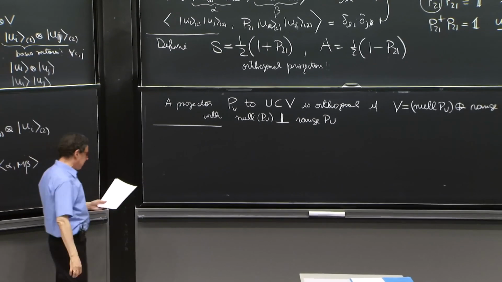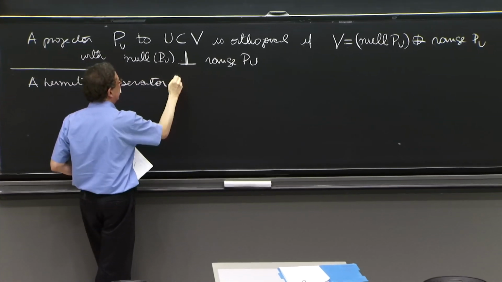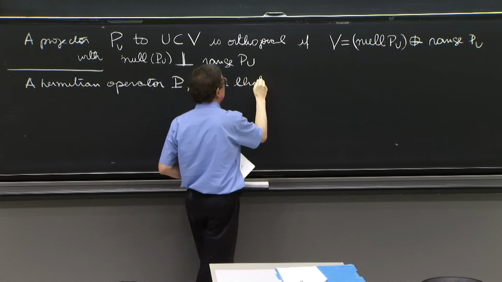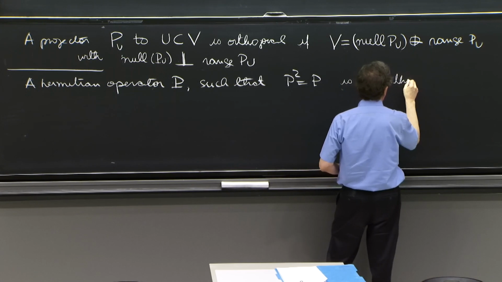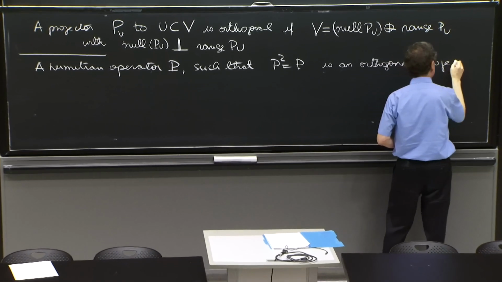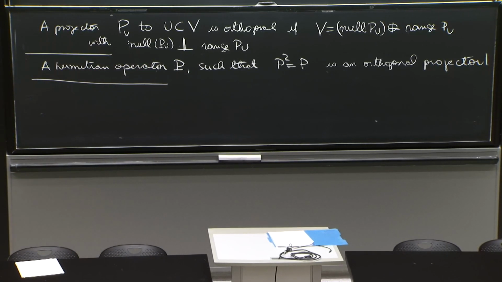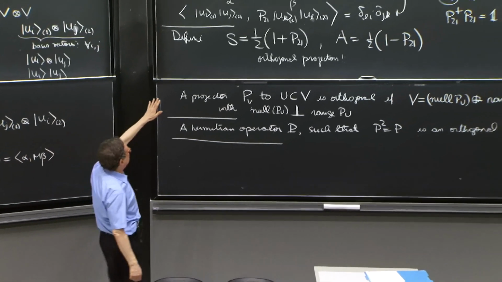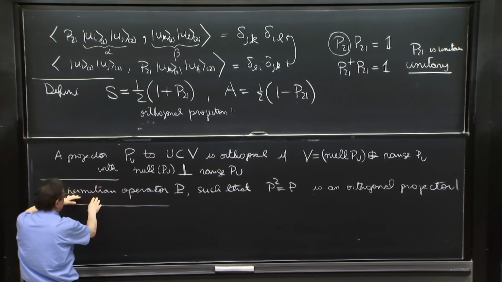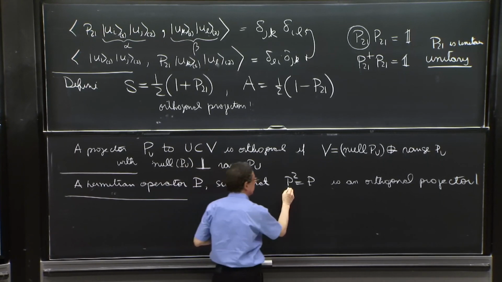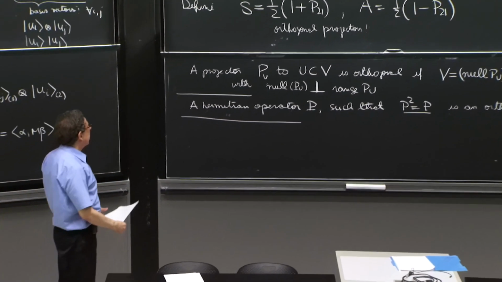And here is, of course, a simple claim: a Hermitian operator P such that P squared is equal to P is an orthogonal projector. Okay, so that's the second claim. So let's see again. What we want to show is that these are projectors and they're orthogonal projectors. And this is what it means. But practically speaking, all we have to do is check that this operator satisfies this and is Hermitian. That's all you need to do.